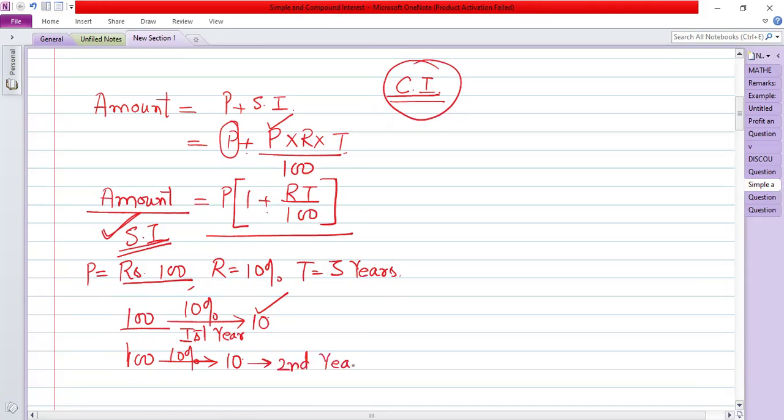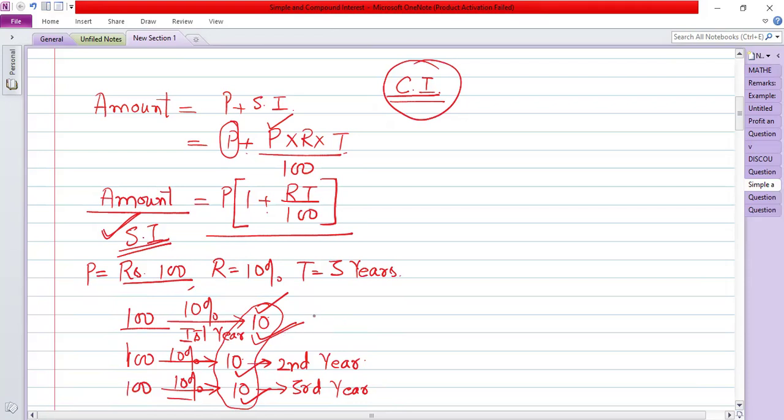Even for the third year, it will repeat, meaning 10% interest and 10 rupees as the interest, and this will be for the third year also. So it means that in simple interest, the interest is the same, or constant, throughout every year. This is an important property of simple interest, which is used in the questions.